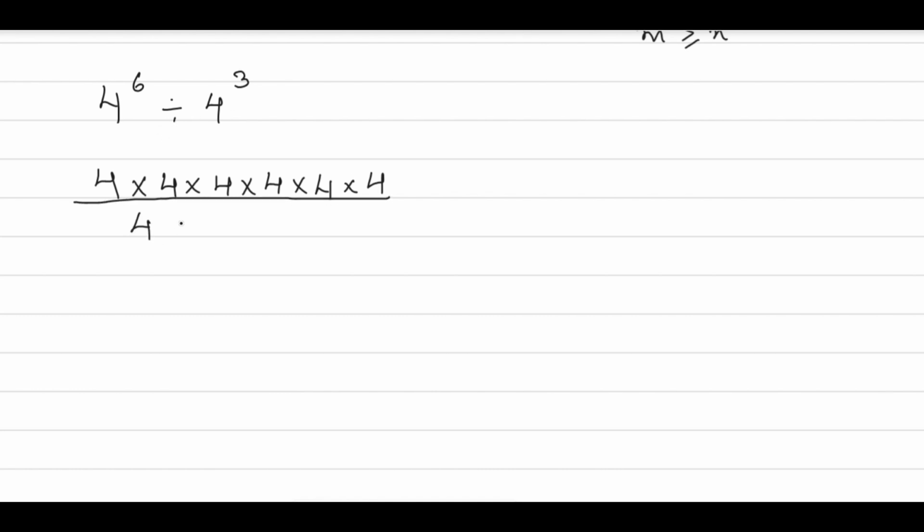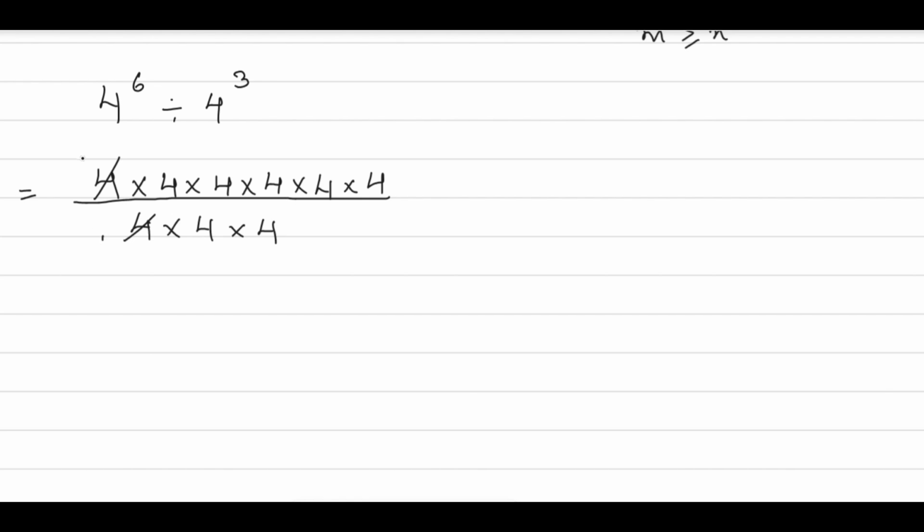So if I need to evaluate 4 exponent 6 divided by 4 exponent 3, if I do it in the conventional way, okay, 4 is being multiplied with itself how many times? 6 times. So let's write it 6 times, and then it is divided by 4 cube. That means 4 multiplied 3 times. Now let's simplify this expression.